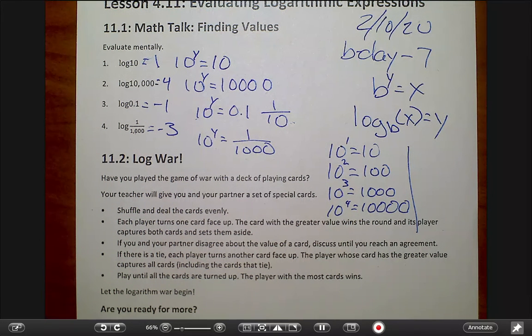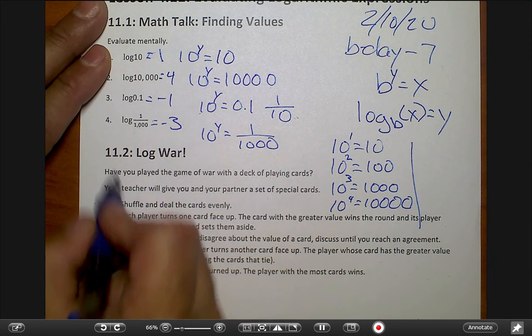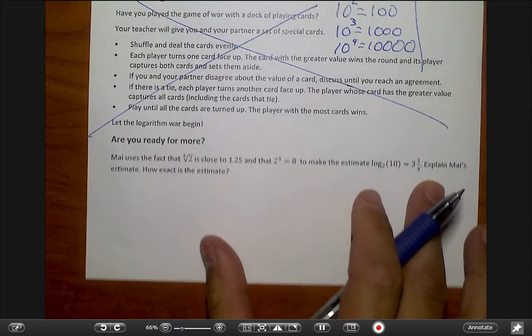George, you good with this? Okay, all right, so let's take a look at this one right here. For this, you guys are going to do this. Gross. Hate that problem.